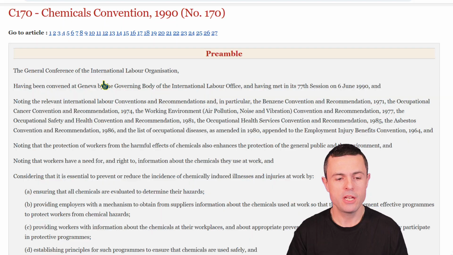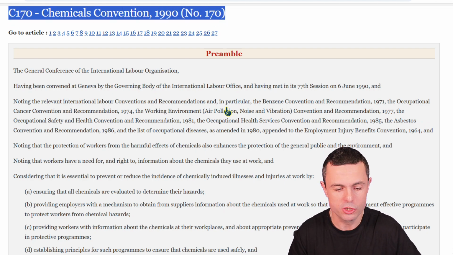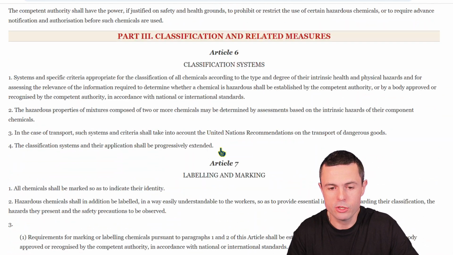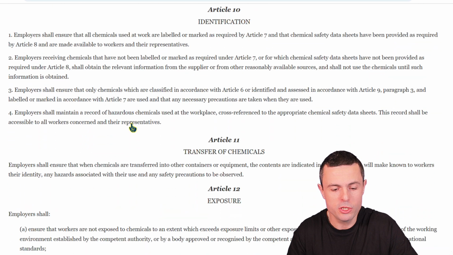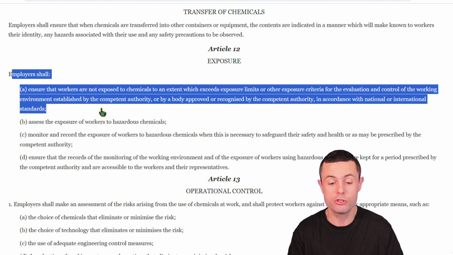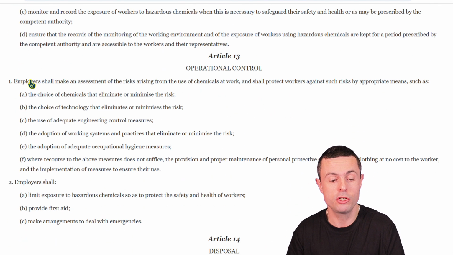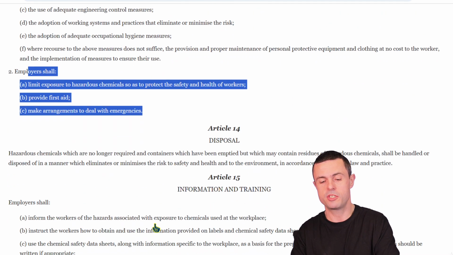Now, international students, NEBOSH IGC students, what have you got? Well, you have the ILO Convention C170, the Chemicals Convention, very easy one to use. You could look down here, look at the employer duties. There you are, responsibility of the employers. You've got a load of stuff there. You've got this one in particular about the control of exposure, not exceeding the exposure limits. You've got things around operational control, limiting exposure, disposal, information, training. Take your pick. Loads of stuff there.